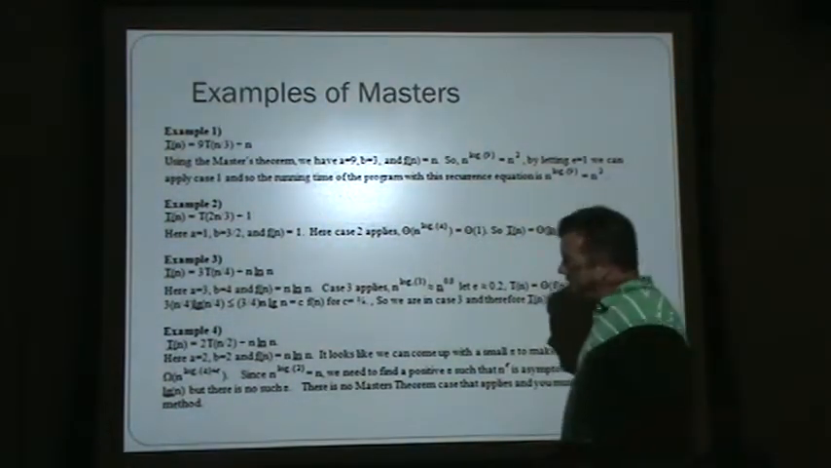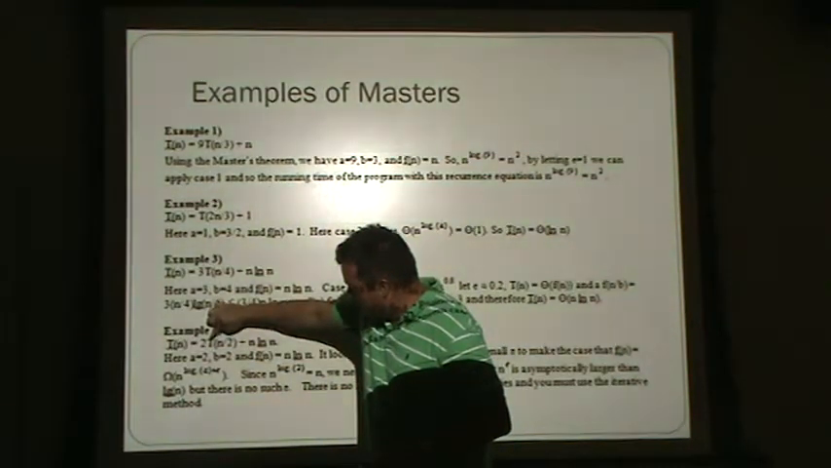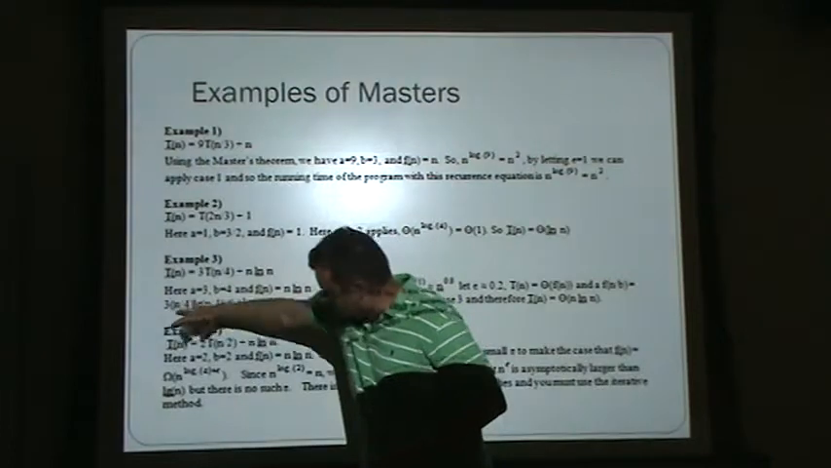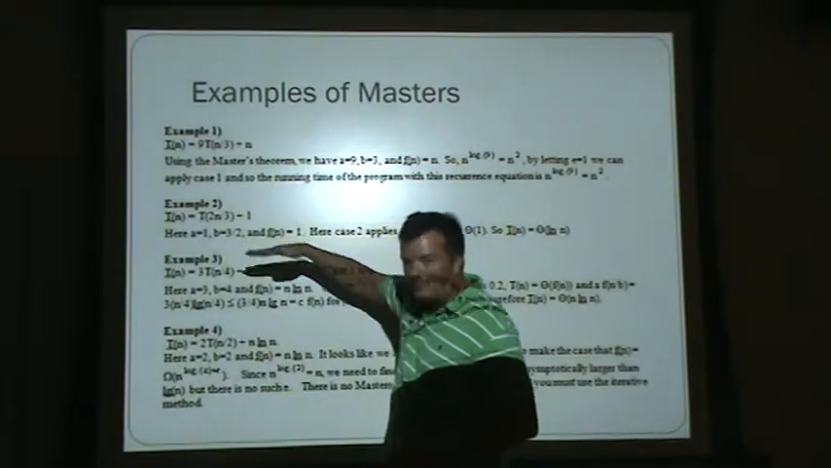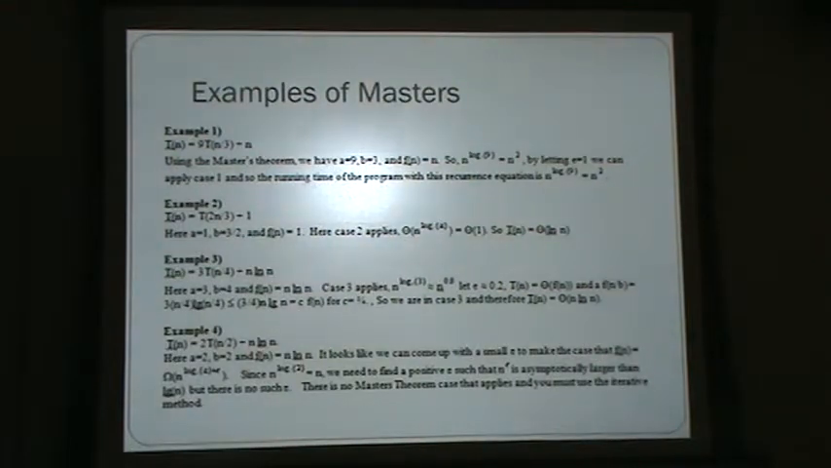We'd still have to solve the question by plugging, where we see this T of n over 2, we'd have to plug this whole equation back into it, and like we did before, iteratively just keep going until we hit the bottom, and solve it that way.